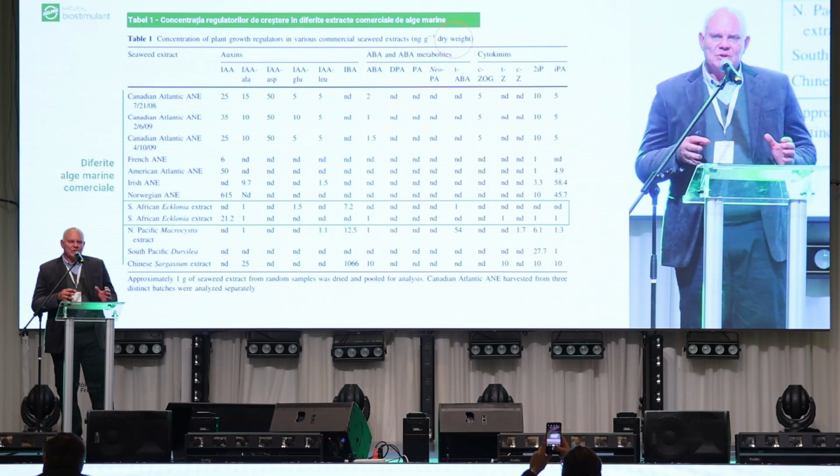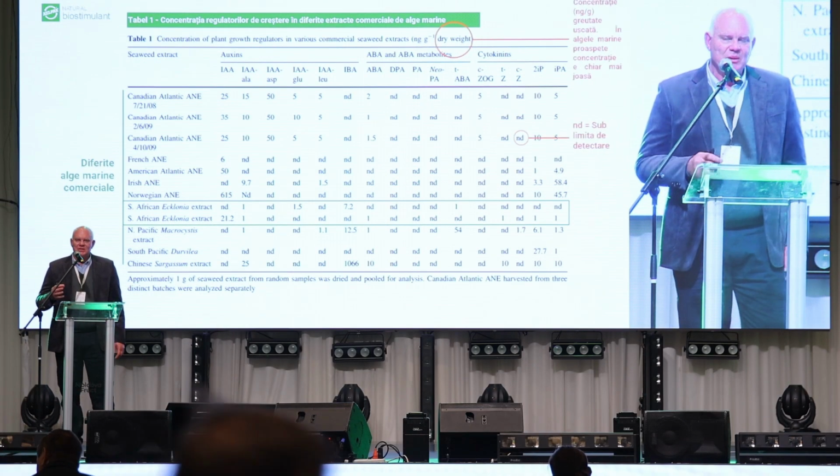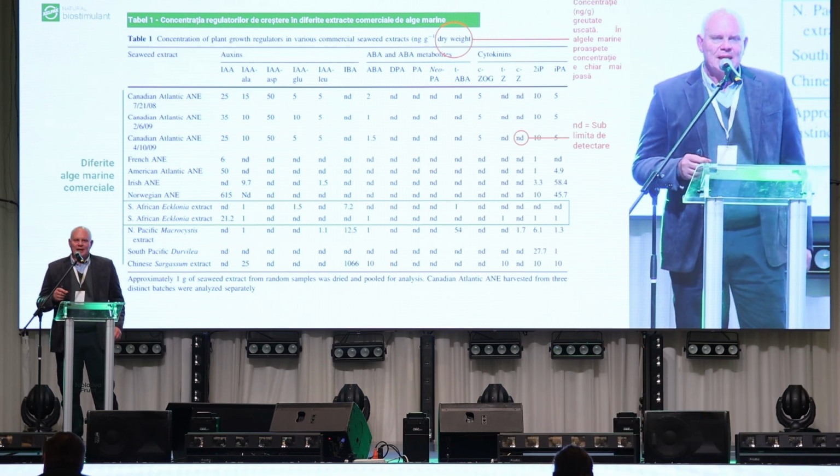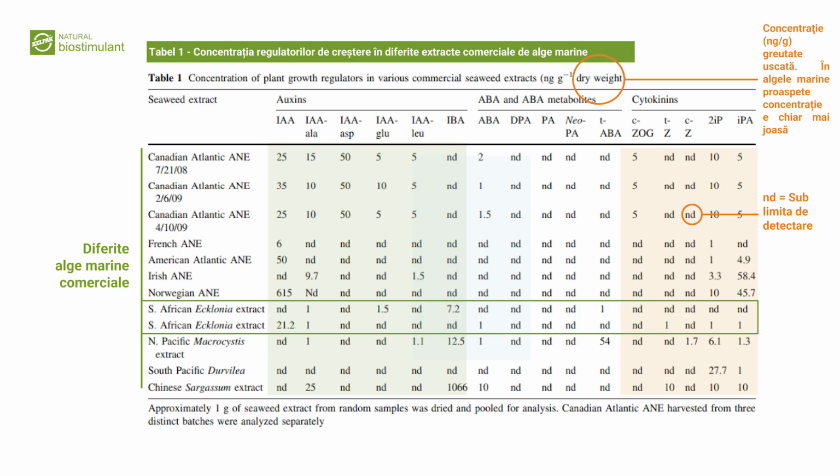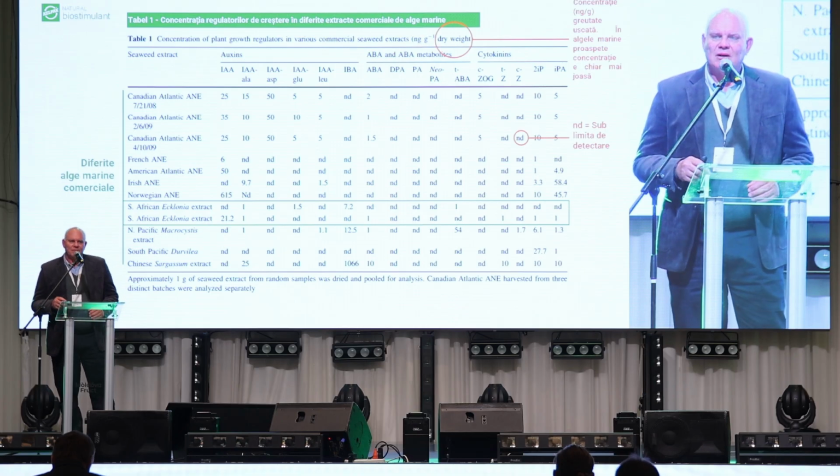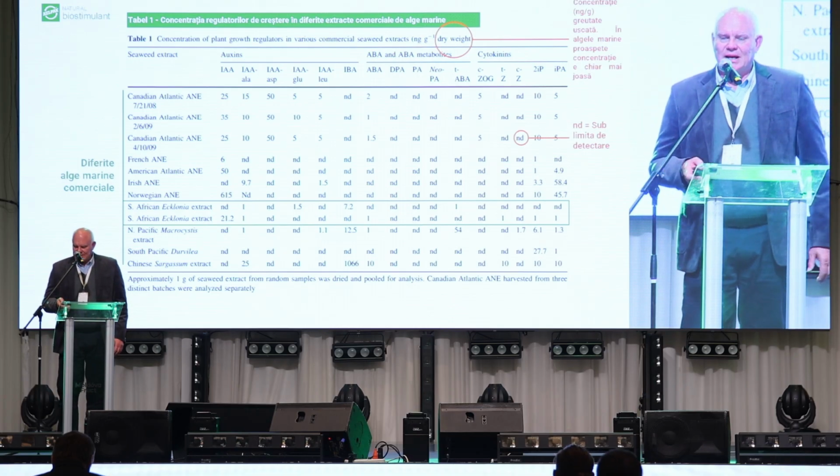Now, together with our research, a publication became available, and in this publication they looked at auxins, cytokinins, and abscisic acid, and what they basically found with all these seaweed products on the market that they analyzed, is that there were insignificant levels of these compounds in those seaweed products. I'm just highlighting the two South African products that are made from Ecklonia maxima. But really insignificant levels of auxins, cytokinins, and abscisic acid.